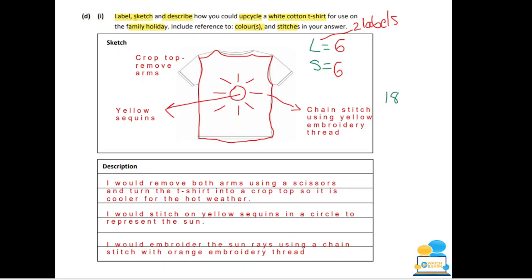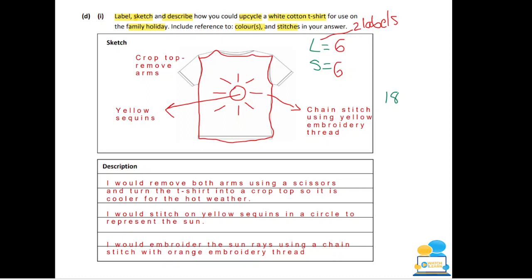So in part D, it says: label, sketch and describe how you would upcycle a white cotton t-shirt for use on the family holiday. Include references to colours and stitches in your answer. First thing, there are 3 action verbs: label, sketch and describe. Sketch means I'm going to have to draw it out. Label, I'm going to have to label what I've drawn, and describe, I'm going to have to explain what I've drawn, and state or explain an example.